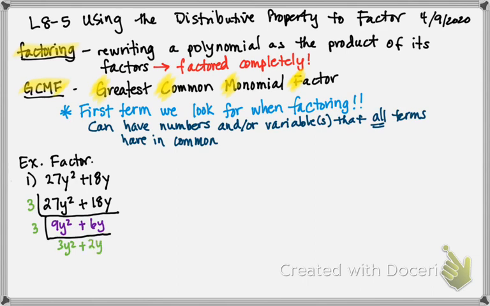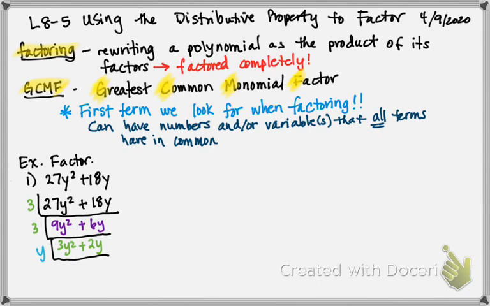Now, coefficient-wise, I don't have anything in common, but variable-wise, I do. So I am limited to pulling out the smallest exponent on a common factor. Why? Well, if I have y squared and y, I can't pull out a y and a y from a single y.